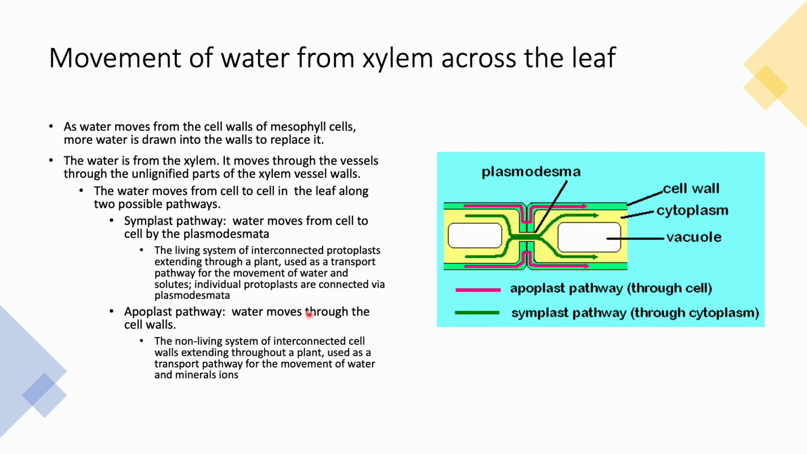The second pathway is your apoplast pathway. Water moves through the cell walls, and that's represented, if you look at the cell wall, that's this outer green structure, the lime green. The water is able to move through the cell wall.